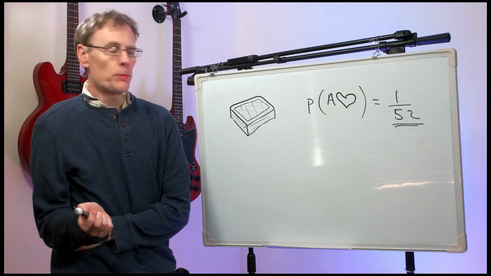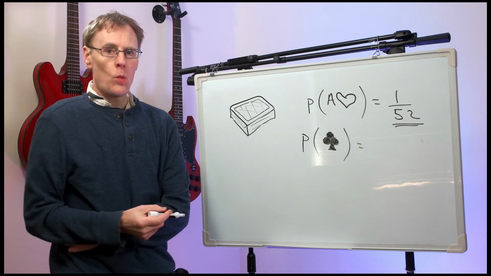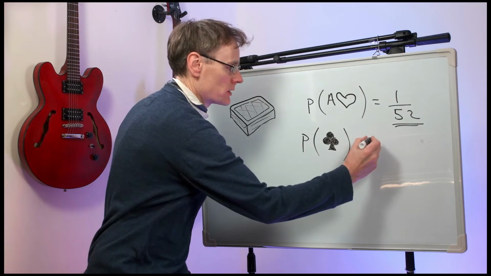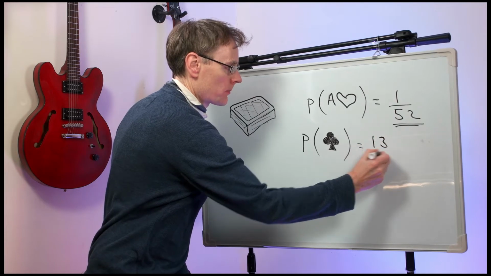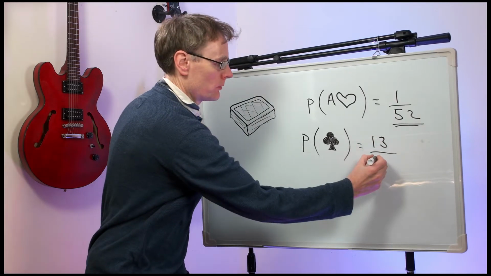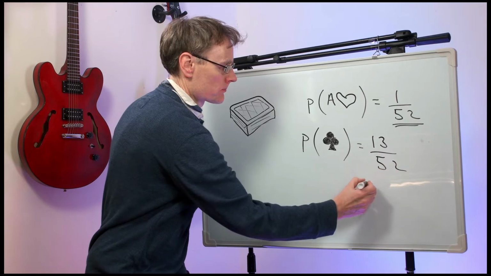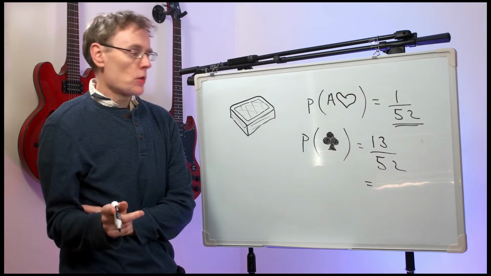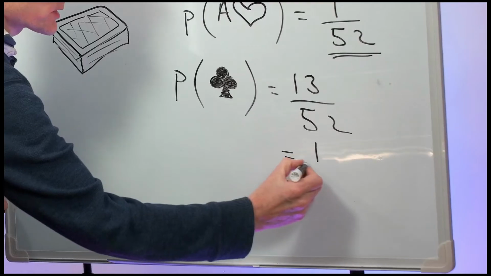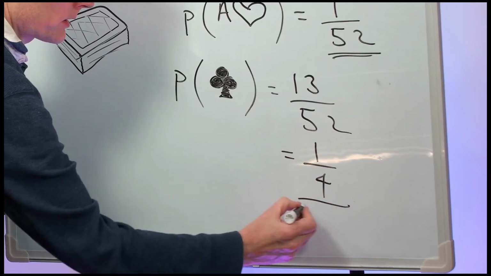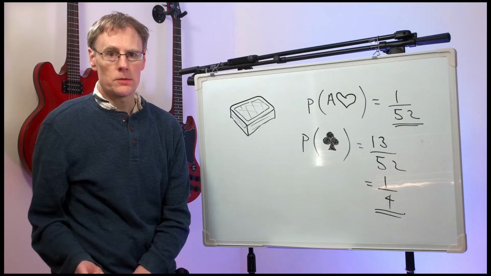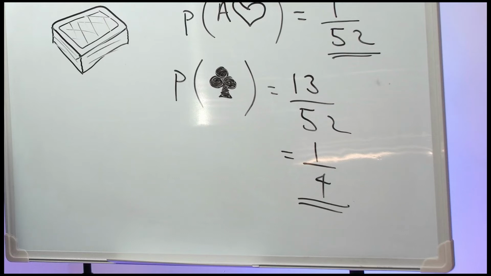What's the probability of picking a club? Well, there are 13 of each suit in a pack. 13 out of 52. That reduces down to 1/4, as you might expect, because there are 4 suits. Each have 13 cards. 13 times 4 gives you 52.